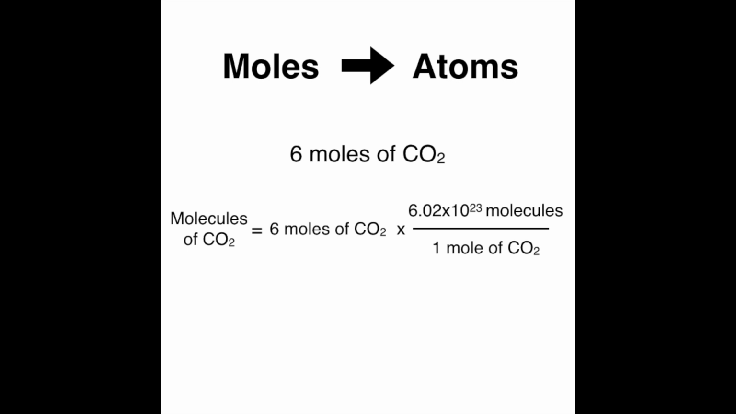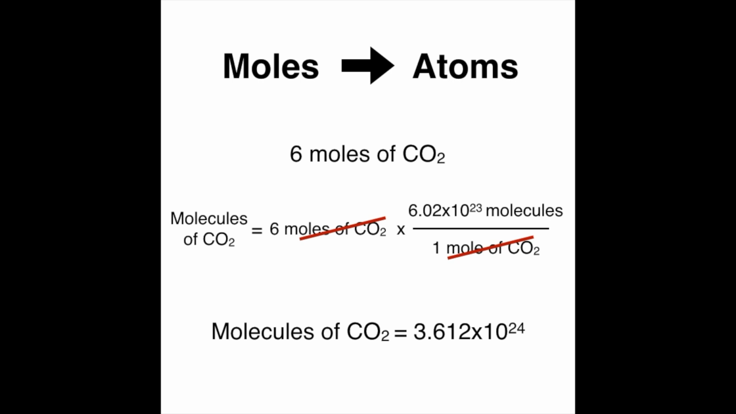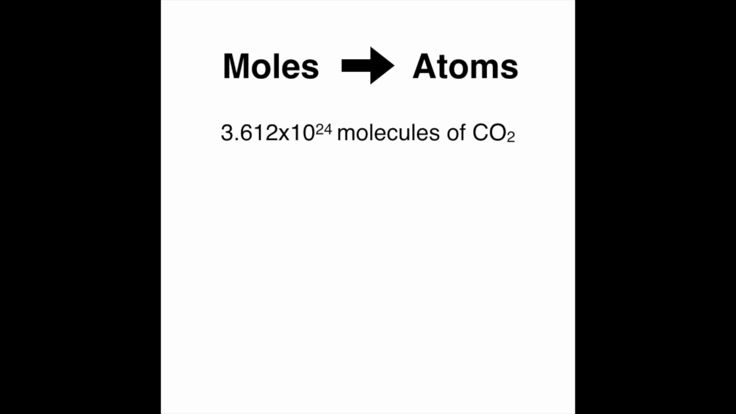Once again, this is because we know 1 mole of CO2 would contain 6.02 times 10 to the 23 molecules. The mole units cancel out and we are left with 3.612 times 10 to the 24 molecules of CO2. From here, we can now calculate the number of oxygen atoms.